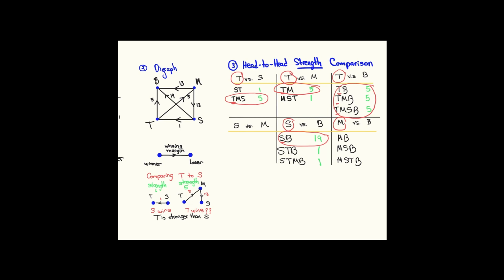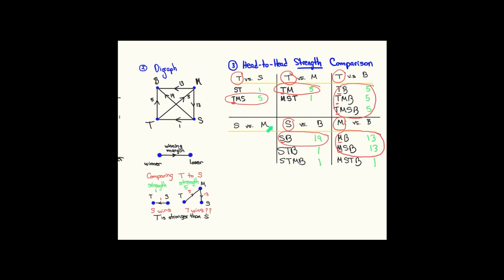So we're looking at MB. The strength is 13. That's the only number involved, 13. Then MSB, that's 13, 19. The smallest is 13 again. And then we have MSTB, that's 13, 1, and 5. The smallest of the numbers is 1. So the strongest paths are MB and MSB. Both of them start at M, so M is the strongest candidate.